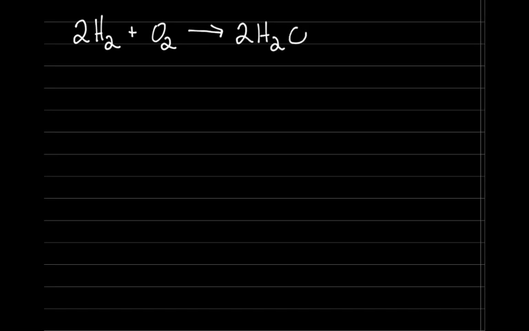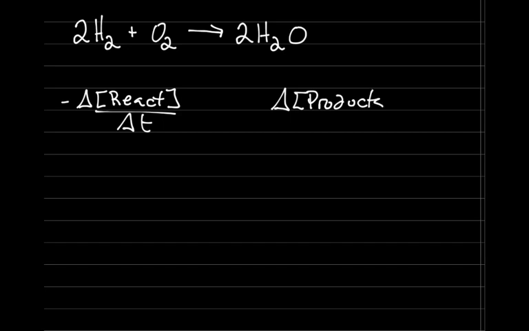Let's make this a little more formal. Let's use our same example. We had 2 hydrogens plus a molecule of oxygen producing 2 water molecules. Okay, and remember our formulas. We had negative change in concentration of the reactants over change in time, and change in concentration of products over change in time. And this is our rate of reaction.